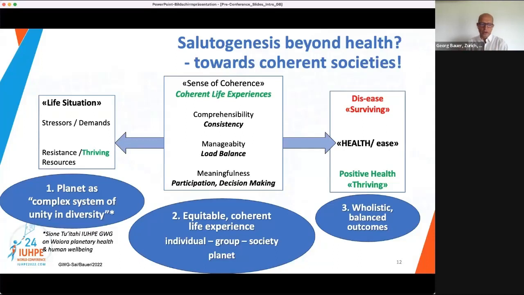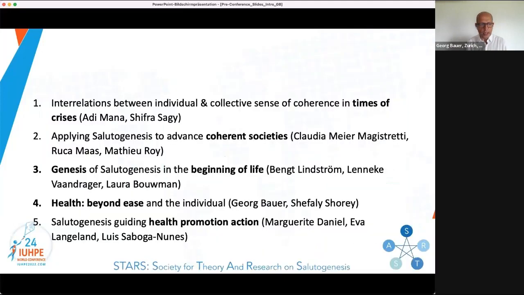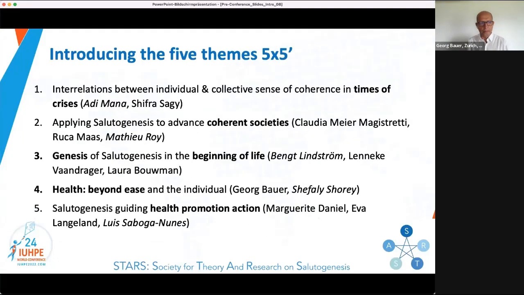And for that, we really need more coherent life experiences, and I added here equitable coherent life experience on all these different levels, which would lead to more holistic, balanced, negotiated outcomes. That's what we would like to discuss with you today. And with that, I move on to my colleagues. So the first group who will now introduce what they would like to discuss with you is Adi and Shifra.